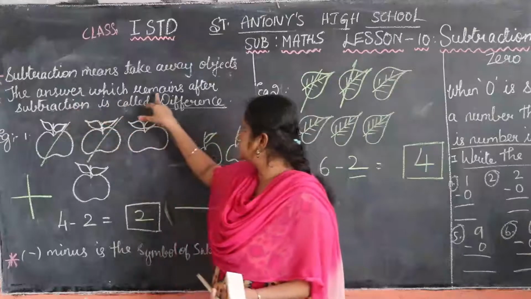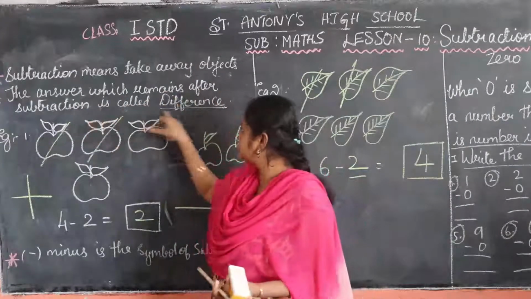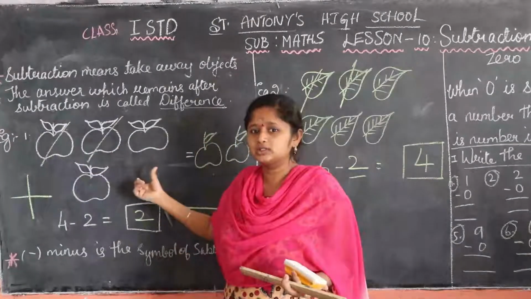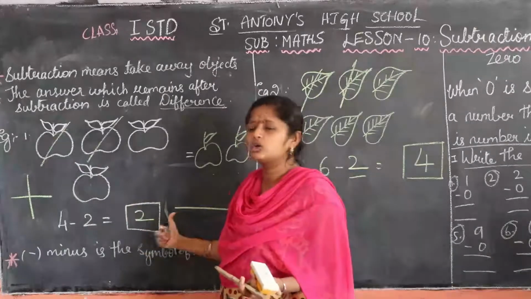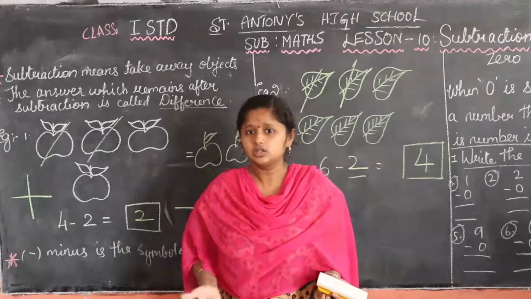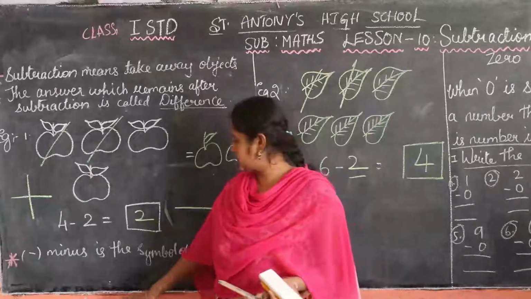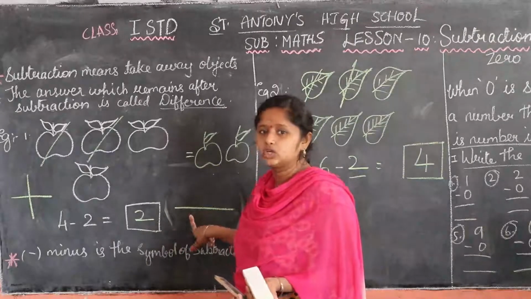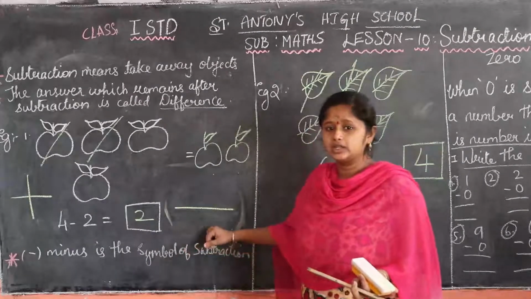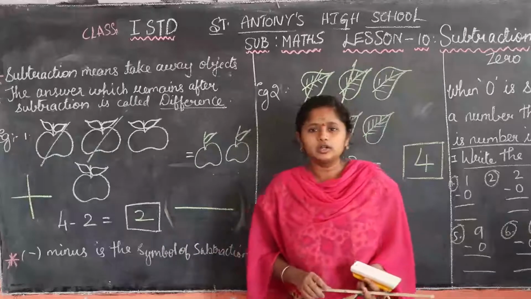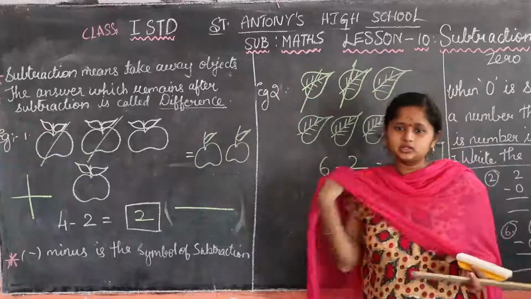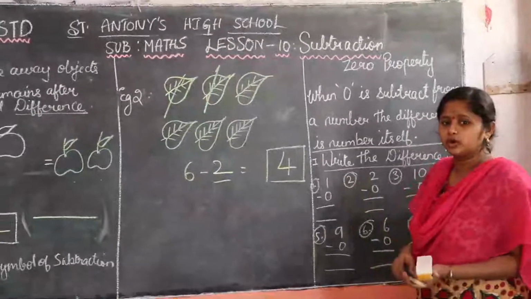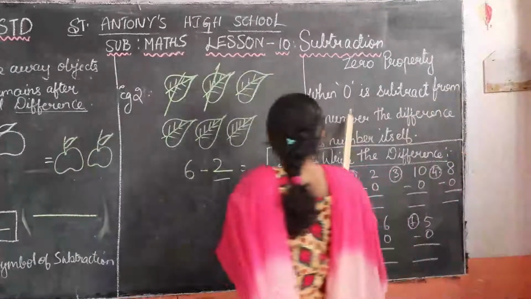Next, the answer which remains after subtraction is called difference. After we take away this object, how much remains? The remaining answer is called what, children? Difference. Okay. Next, what is this symbol called? Minus. Okay. Next, we'll learn about the zero property. What will we learn, children? Zero property.